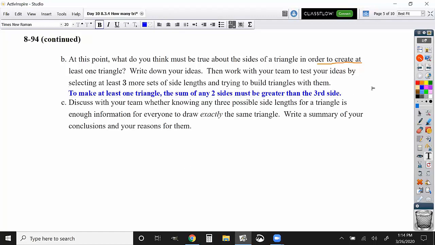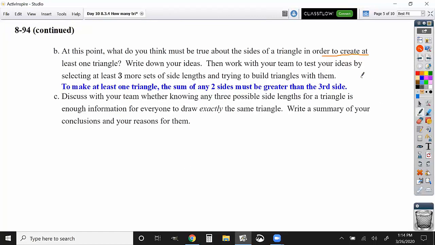So if you've got a triangle and this is the long side, I'll call it C, and this is A and B, A plus B has to be greater than C. This is called the triangle inequality. And you'll learn a lot more about it in 8th grade too.